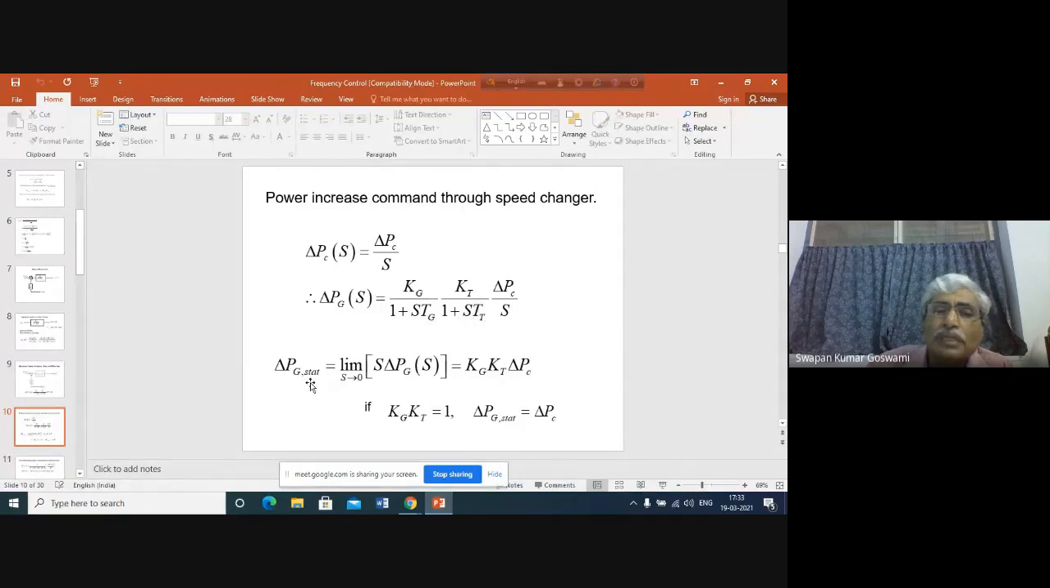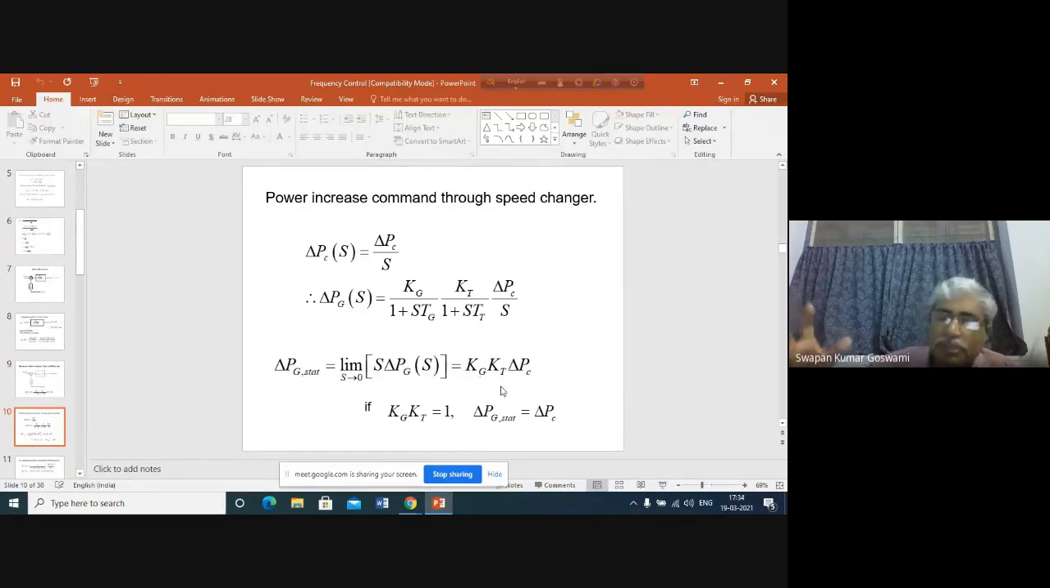So del Pg static means the steady state value. The final value of delta Pg is represented by del Pg stat, which will be equal to Kg Kt delta Pc. So Kg Kt delta Pc is the change in power output corresponding to the power increase command delta PC. So you have given a power increase command of say 20 megawatt, but how much power output you are getting? You are getting 20 megawatt multiplied by Kg and Kt.